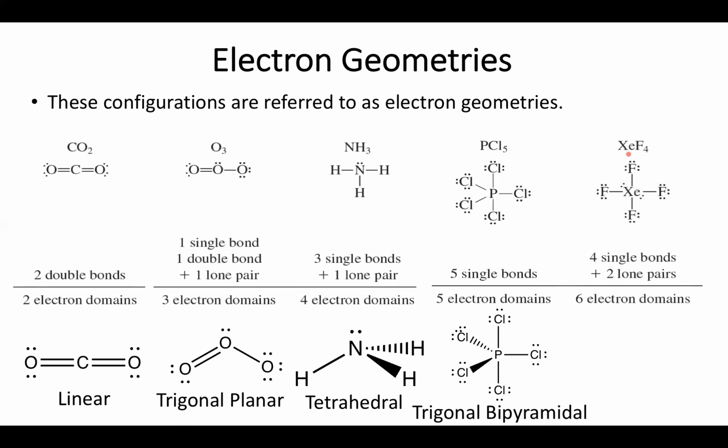Xenon can actually be mugged for a couple of electrons by the world's most electronegative atom, fluorine, to generate xenon tetrafluoride. And this has 4 single bonds and 2 lone pairs. Now, in this case, this gives us 6 electron domains, and thus octahedral. So a good way to think about it is the fluorines are going to stay as far away from each other as possible, and I'll have 1 pair of electrons pointed up and 1 pair of electrons pointed down.